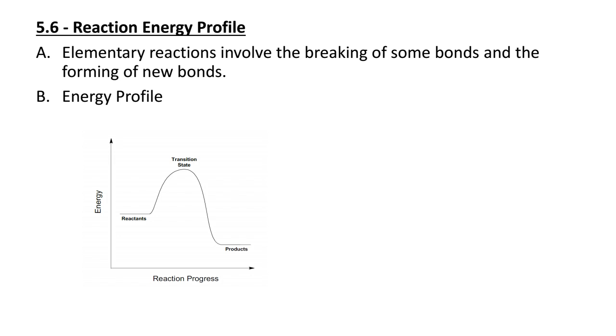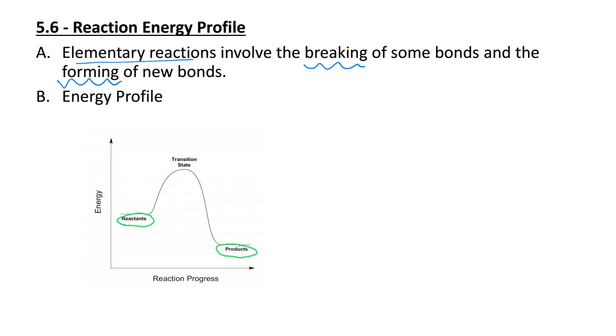Okay, we need to understand some stuff about energy profile graphs. With any reaction that's taking place, whether it's all of the elementary steps or all the steps in an overall reaction, we have bonds that are being broken, we have bonds that are being formed, and all of those bonds store a certain amount of energy. So we have these energy profile graphs that show us, in this particular case, how much energy my reactants have and how much energy my products have.